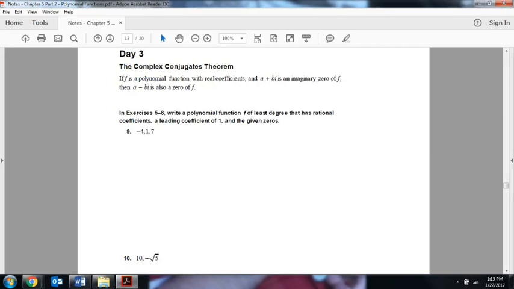Okay, this has to do with the complex conjugates theorem, and it's very similar to the irrational conjugates theorem. Remember with irrationals, if we knew that 1 plus the square root of 5 was a root, we also knew that 1 minus the square root of 5 was a root. And the same thing is true. If I knew that 1 minus the square root of 5, if I knew that one, I also knew the positive. So it goes both ways.